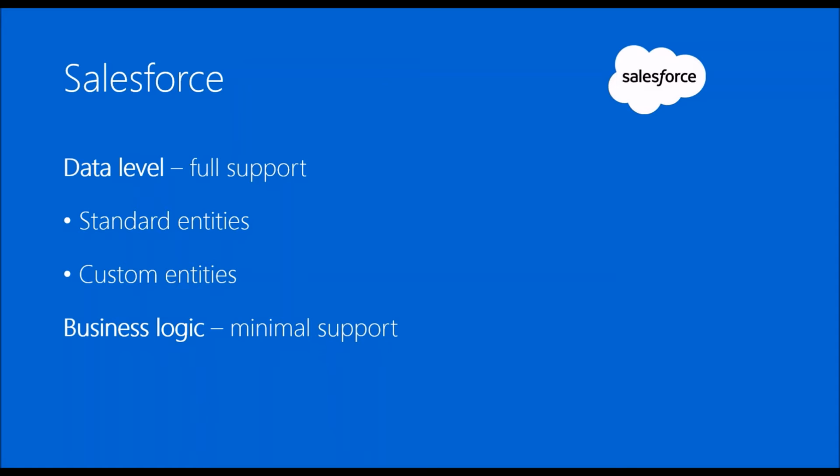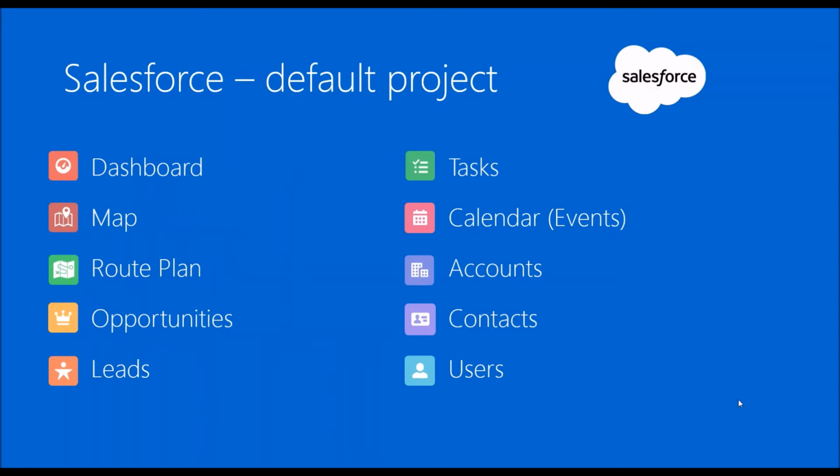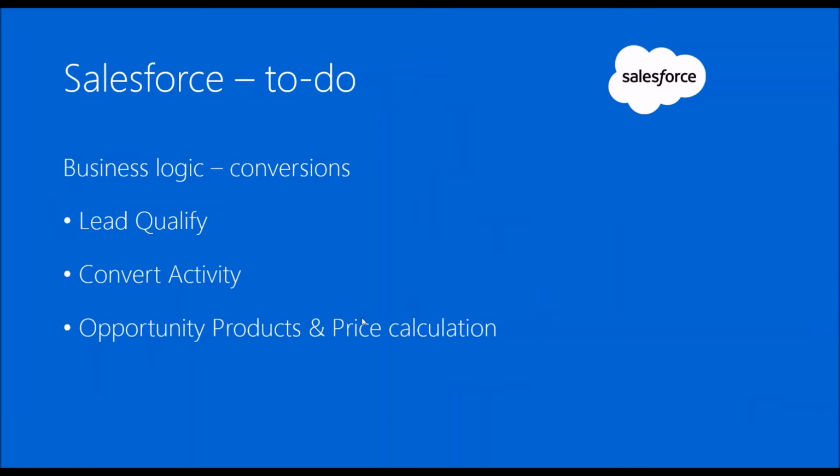With the business logic, with some automatic calculations and so on, we are only at the beginning, so there is really only minimal support, but we are building on what we have. The default project contains entities like opportunities, leads, tasks, events, accounts, contacts, and users, but also dashboards, maps, route planning, and a couple of other nice features, and you will see them in a sec.